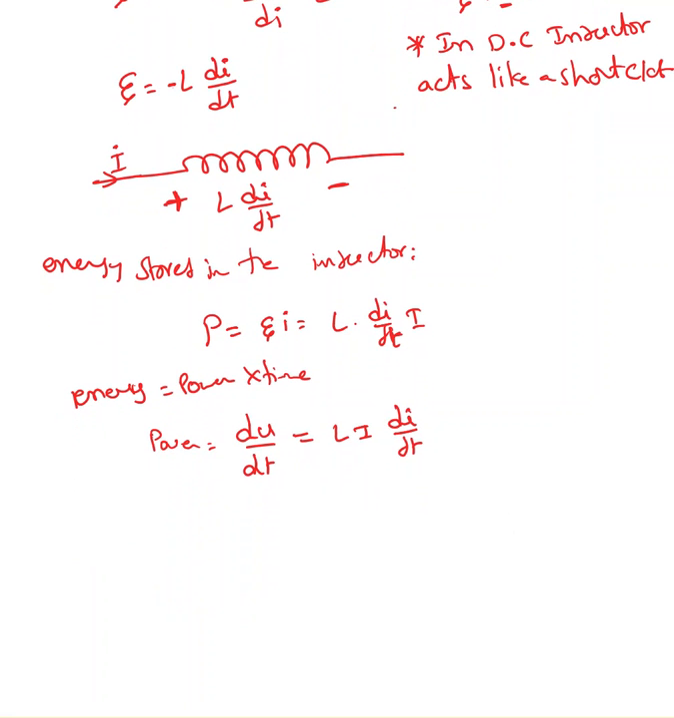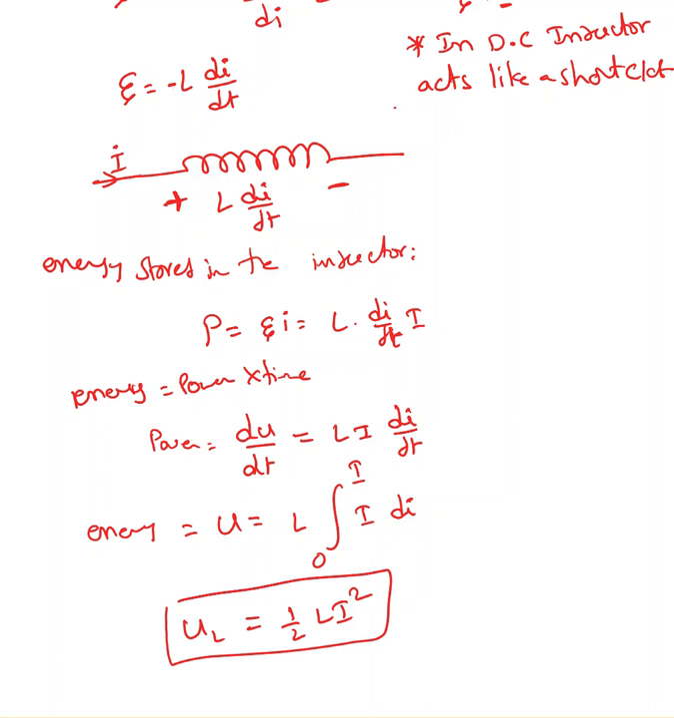Now if I integrate on both sides, I will end up with U, which is energy, equal to L times the integral from 0 to I of I di. Once you're done with the integration, the energy stored in the inductor, U of L, equals half L I squared. This is the energy stored in the inductor. Thank you.